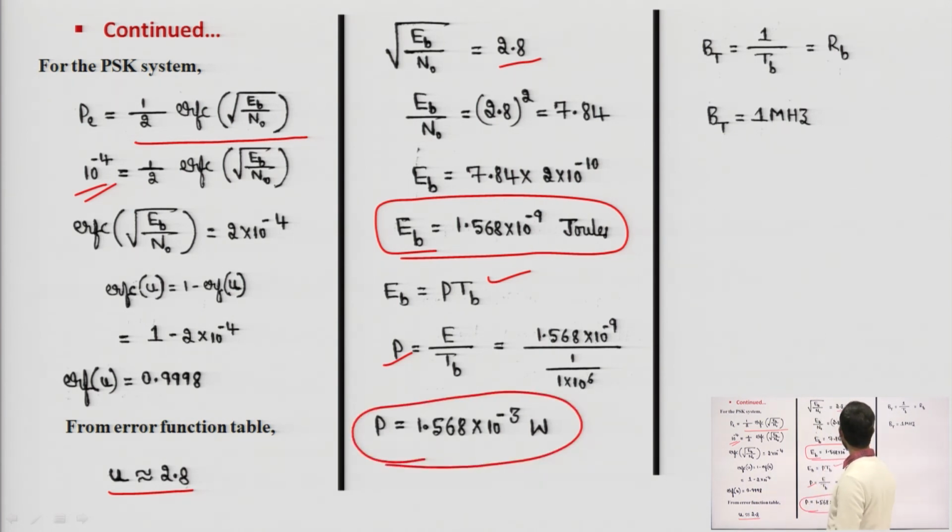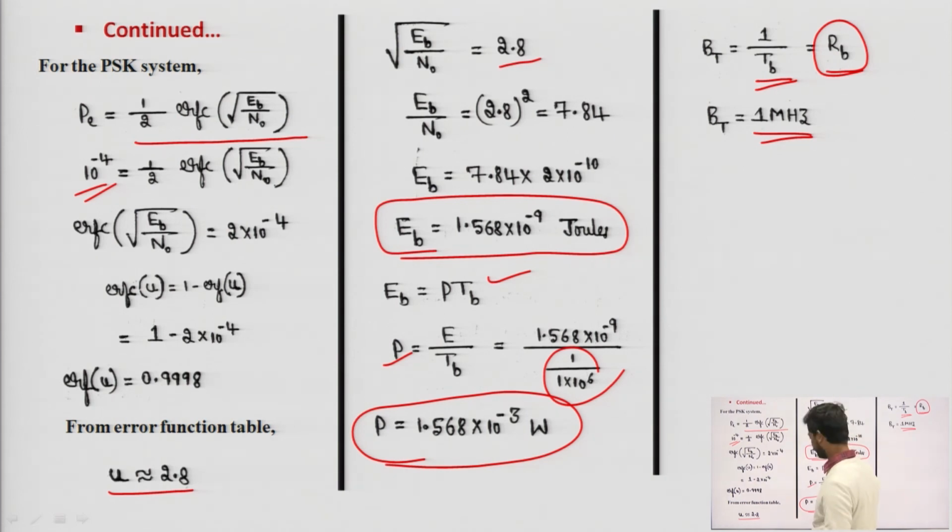But our bandwidth relation is bandwidth equal to 1 by TB, that is nothing but your rate. So BT equals how much? Because TB equals this much, BT equals 1 megahertz.